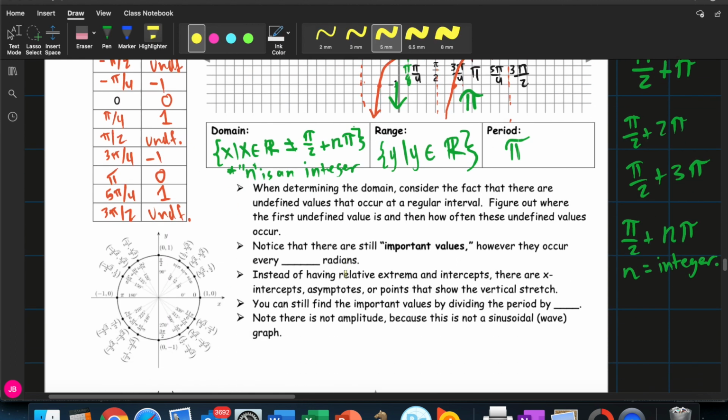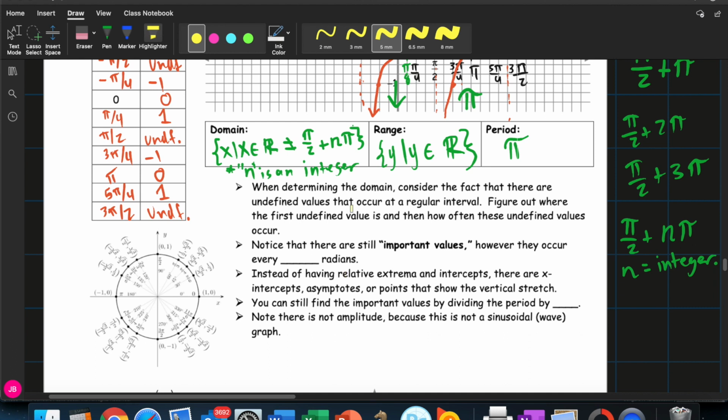Now, let's go ahead and read this together. It says, when determining the domain, consider the fact that there are undefined values that occur at regular intervals. So we already figured that out. Figure out where the first undefined value is, and then how often these undefined values occur. So that's exactly what we just did right here.